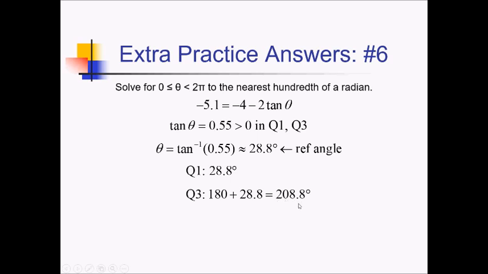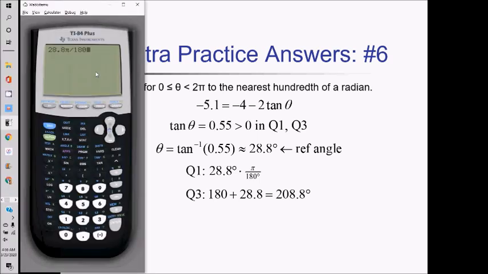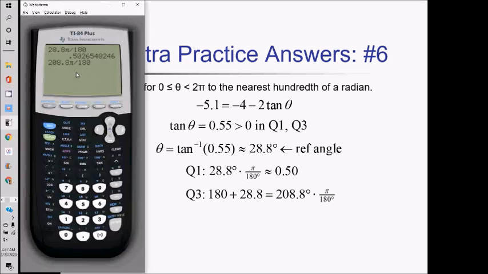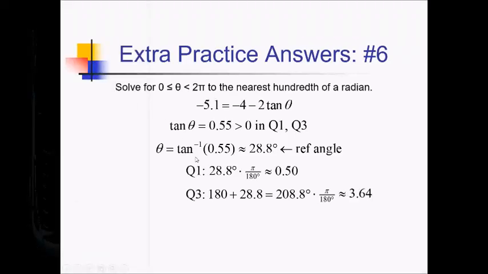But we're not quite done. We have to turn these into radians. So to do that, we multiply each of these answers by pi over 180. So let's do that with 28.8. I'm going to need the calculator for this. So 28.8 times pi over 180, that's going to give me 0.50 if I round that off to the nearest hundredth. And let me do the same thing with 208.8. Multiplying that by pi over 180 on the calculator, that comes out to about 3.64. So those are my two answers in radians.